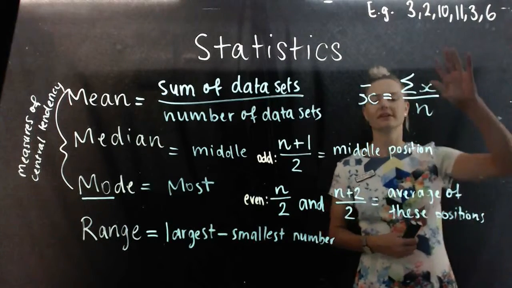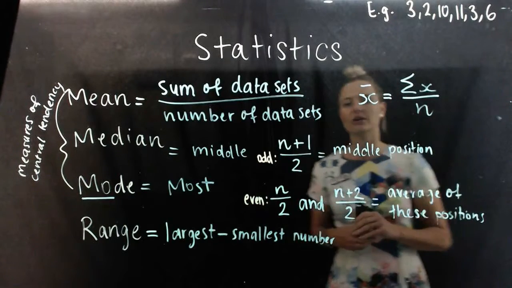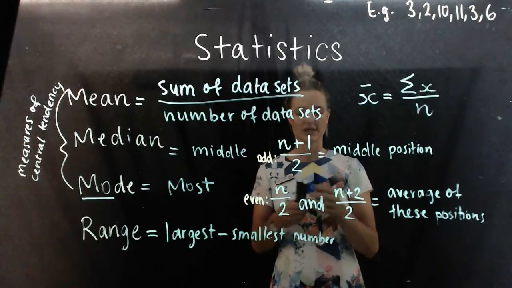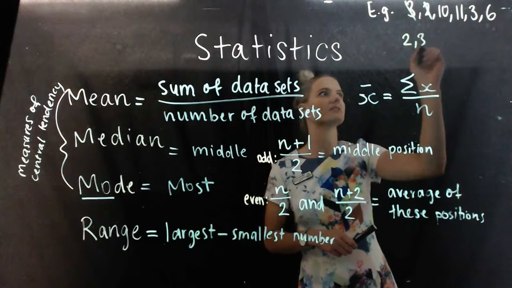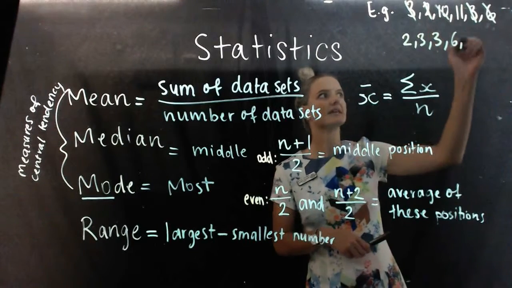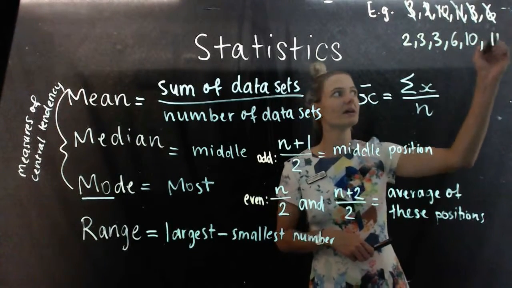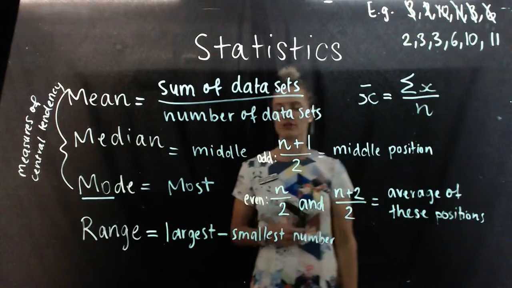We have an example up here of a set of data, 3, 2, 10, 11, 3, 6. Now, you should always have your data set ordered from smallest to largest, so making sure you don't accidentally miss one out, crossing them out as you go is a great idea. By ordering it, it makes it easy to identify the middle number, it makes it easy to identify the largest and the smallest number when finding the range.